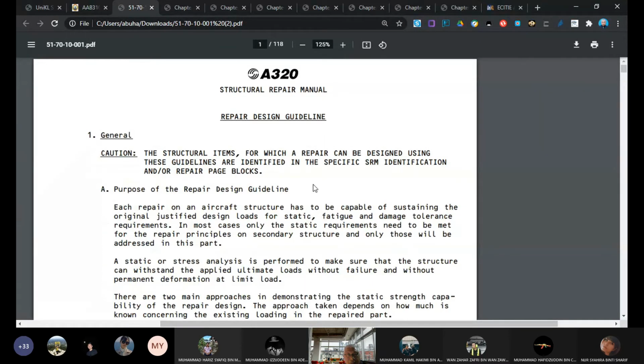Let me enlarge it a bit. They publish structure repair manual, repair design guideline. So it is the format, it is the methodology or principle of the Airbus. They publish this kind of manual, structure repair manual, repair design guideline. This is even better for you because you are able to analyze the repair, to design the repair, and all those methodologies are given in the manual. So it's easier than other aircraft manufacturers because Airbus has given you all the information that you need.